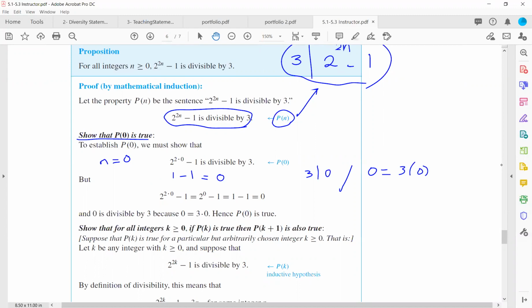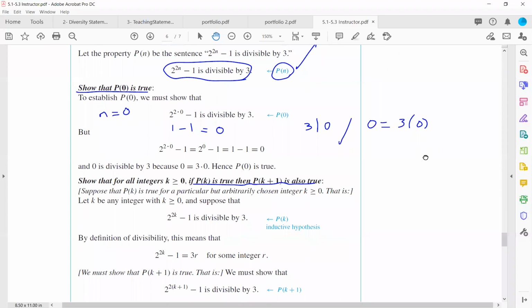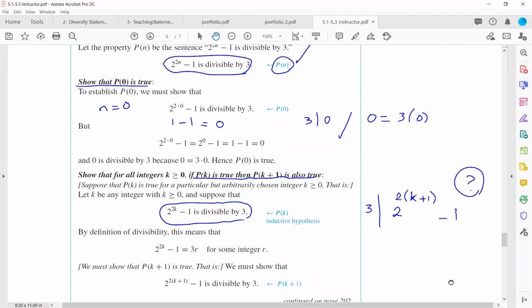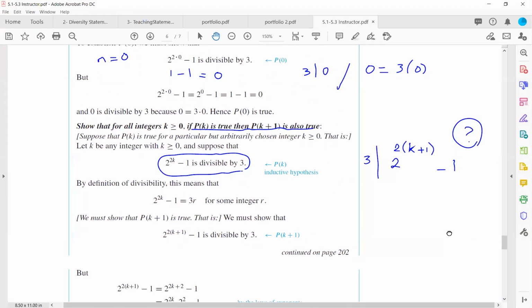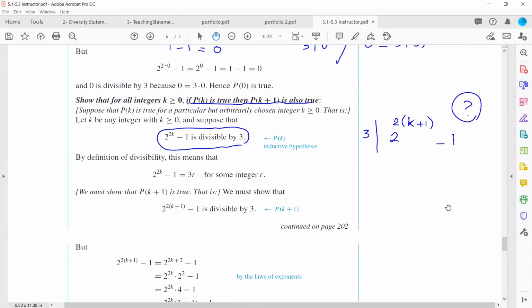Next, suppose P(k) is true. Your goal is to show that P(k+1) is also true. So we say suppose 3 divides 2 to the 2k minus 1. Suppose this statement is true. Our goal is to show that 3 divides 2 to the 2(k+1) minus 1. This is our goal. So we're going to use what we have and prove this statement.